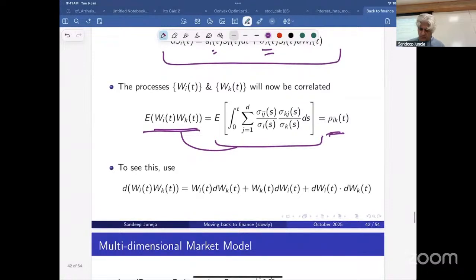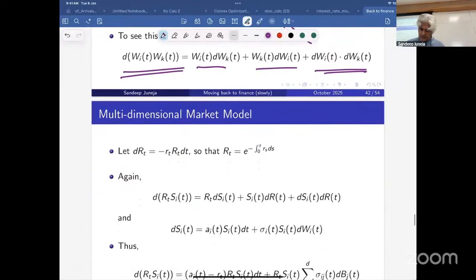And why does this happen? Well, you just kind of have to go back to applying Ito's lemma to WIT, WKT, right? These two are stochastic integrals. So when you take the expectation, they vanish. The quadratic variation term contributes this term here. And when you take the expectation, you get this covariance term.